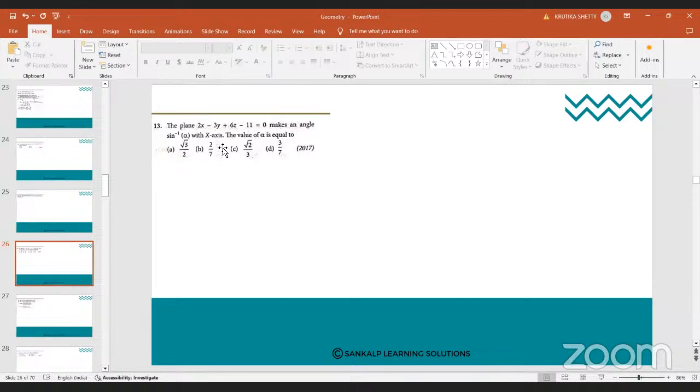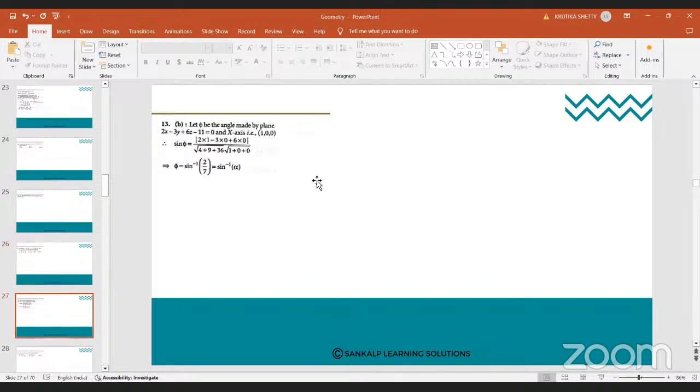So the plane makes an angle with which axis they are saying? X-axis. Okay, sine inverse alpha with x-axis. We need to calculate the value of alpha. So to calculate the value of alpha, we have to make use of the formula, that is the angle between a line and a plane. Now when I consider the x-axis, the direction cosines of that will be 1 comma 0 comma 0.